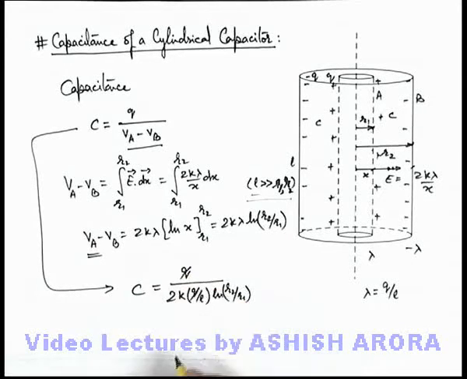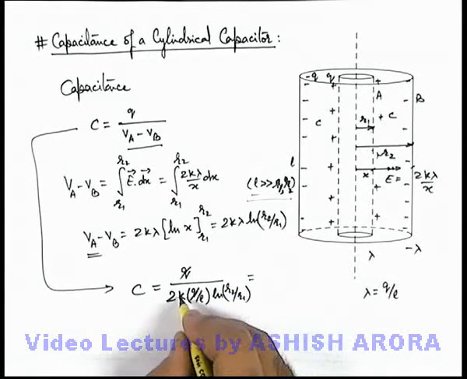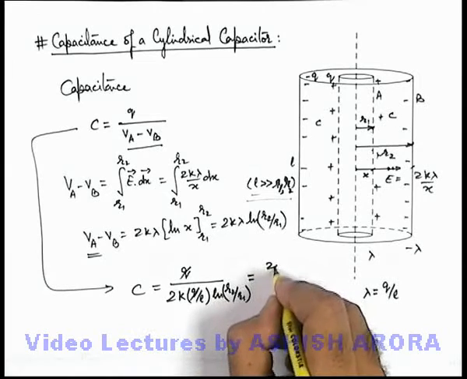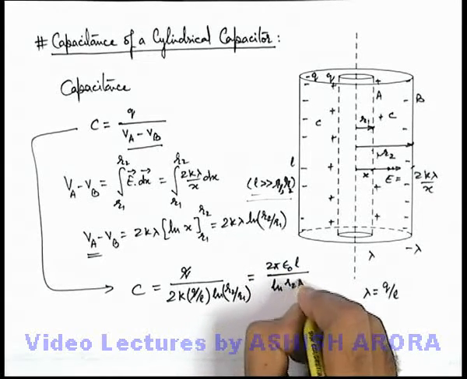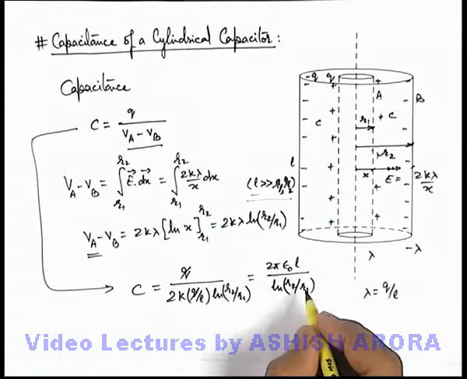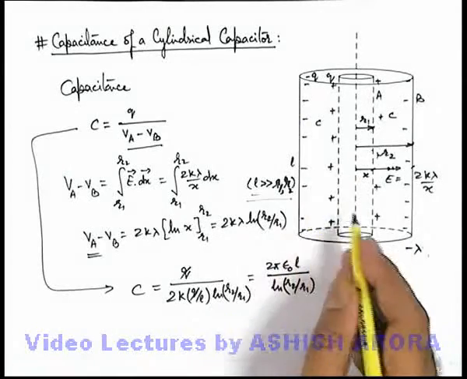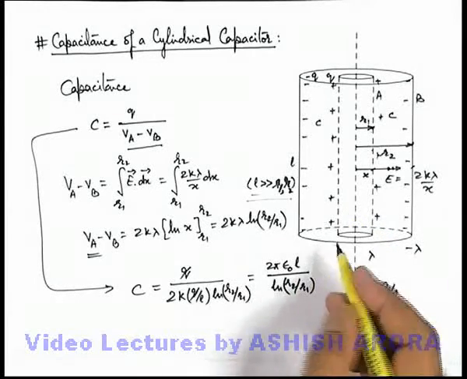Here Q gets cancelled out, and here we can also write this k as 1 by 4 pi epsilon naught. So the value of capacitance we are getting will be 2 pi epsilon naught L upon ln of R2 by R1. In some cases, we are required to find the capacitance per unit length of the cylindrical capacitor in case the capacitor is very long in length.